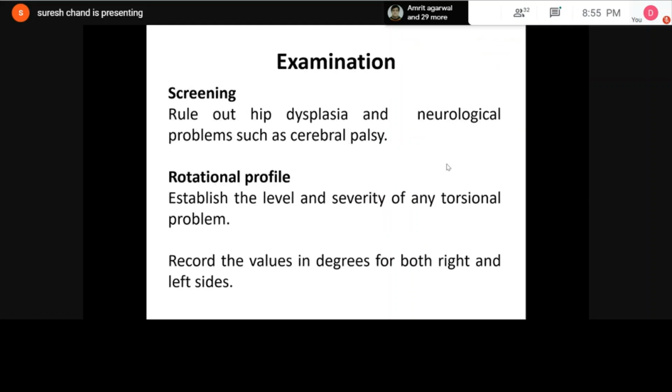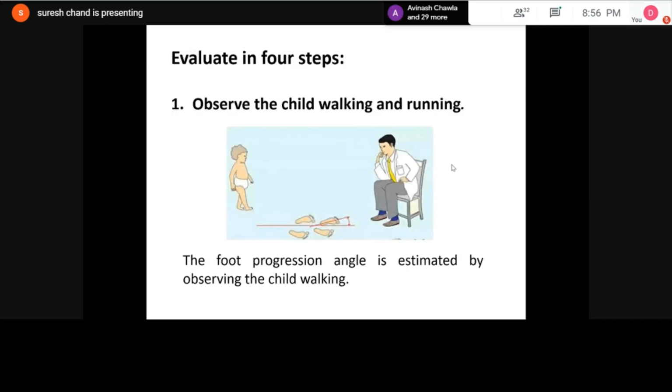Always start with a screening examination, rule out any hip dysplasia or any neurological problems like CP, and measure the rotational profile and establish the level and severity of torsional problems. Record the values in degrees and write them on paper. And evaluation is done in 4 steps.